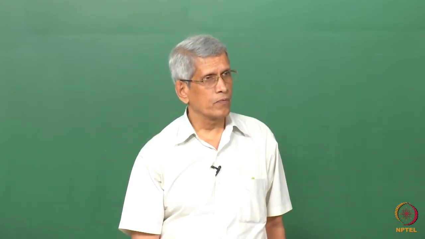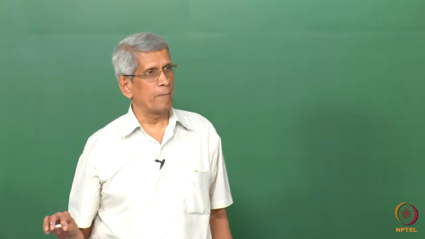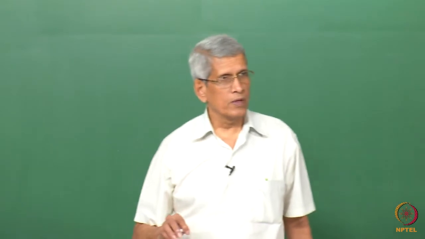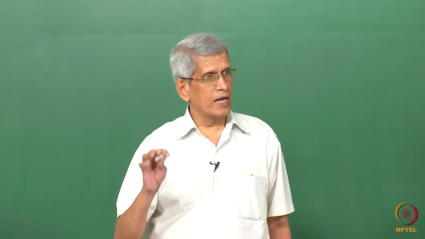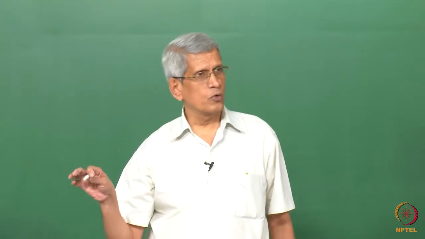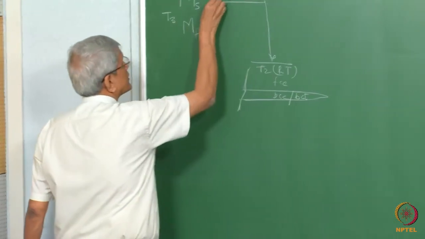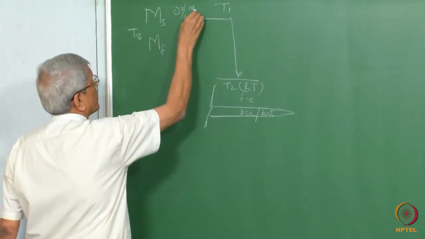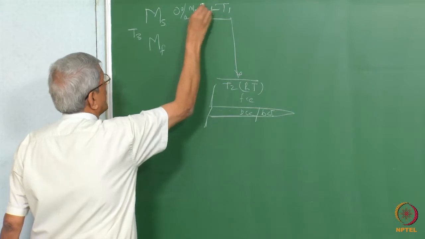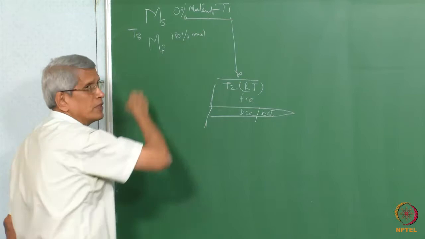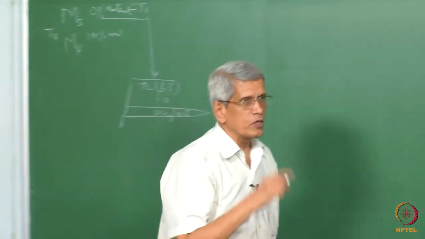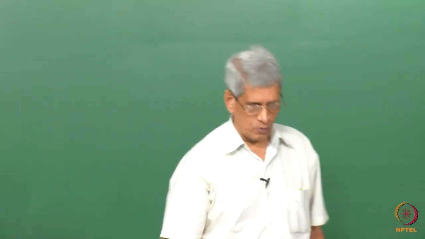It will end up with MF, it should complete itself at MF. If you hold in between MS and MF, some volume fraction is formed. That is proportional to, that is, here it is 0% of martensite, and here it is supposed to be 100% martensite. In between, the volume fraction will vary from 0 to 100%.